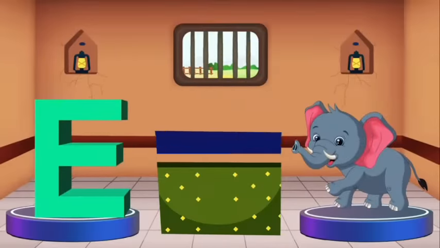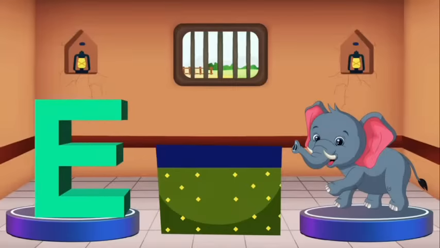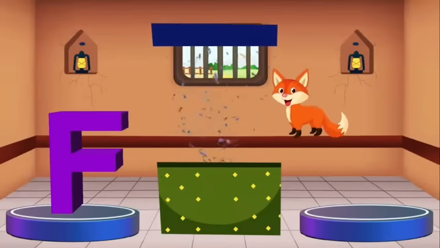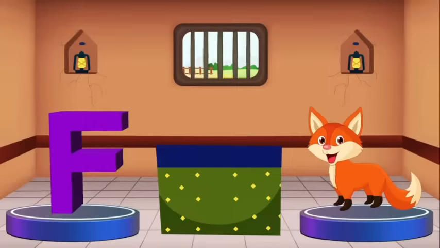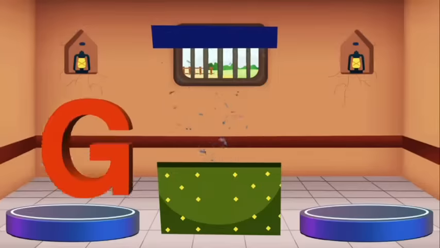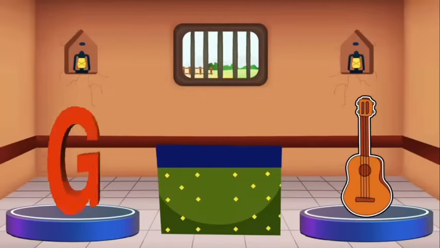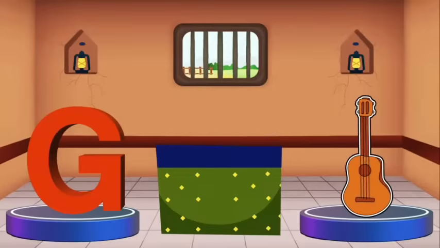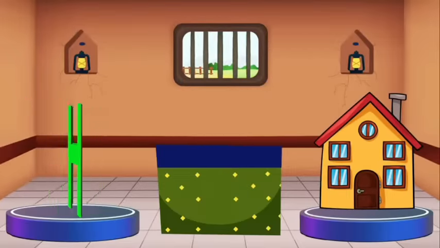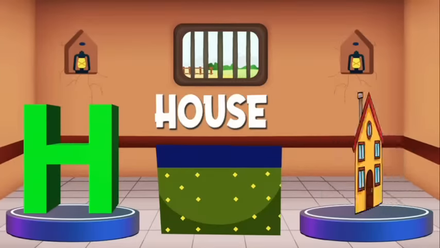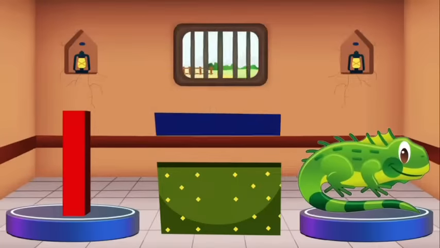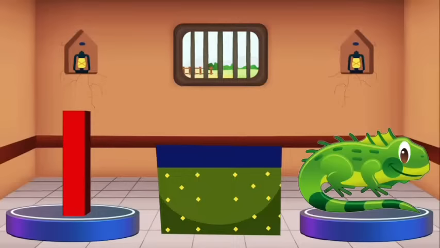E is for elephant. F is for fox. G is for guitar. H is for house. I is for iguana.